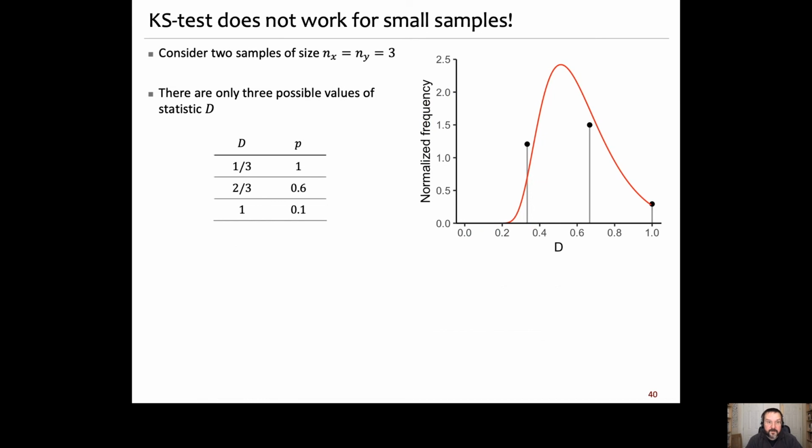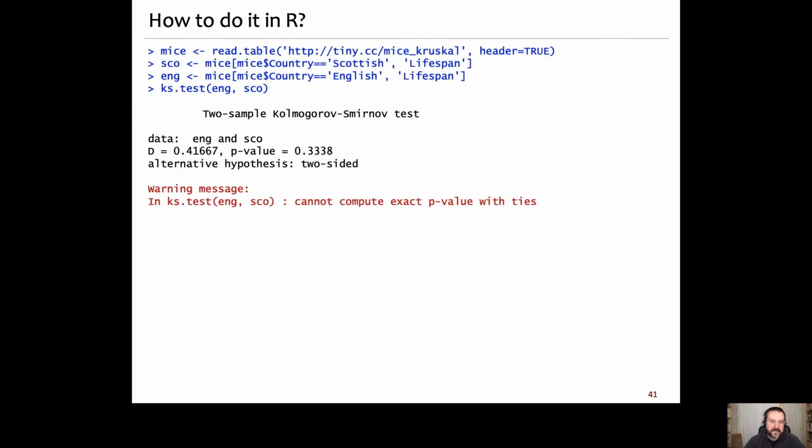Again, the Kolmogorov-Smirnov test does not work for small samples. If you have two samples of size 3, there are only 3 possible values of statistic D and 3 possible p-values, 0.1, 0.6, and 1, which is completely useless. Again, you need at least 8 or 10 data points in each sample to perform the Kolmogorov-Smirnov test. In R, you simply use the function ks.test for 2 vectors to compare them.